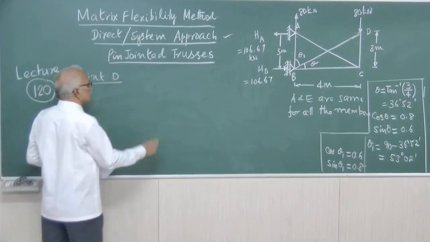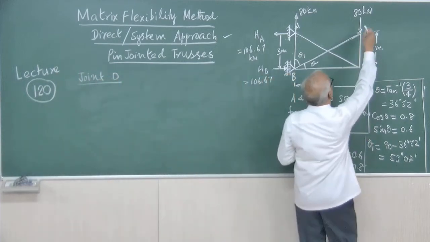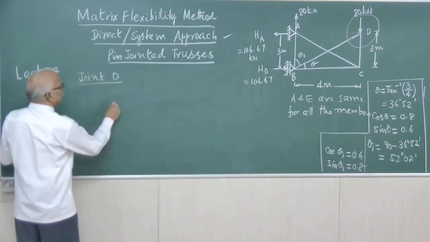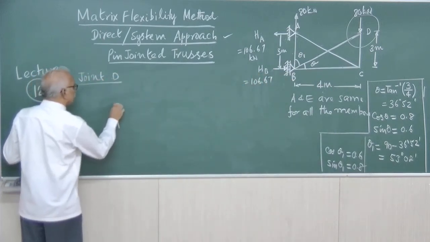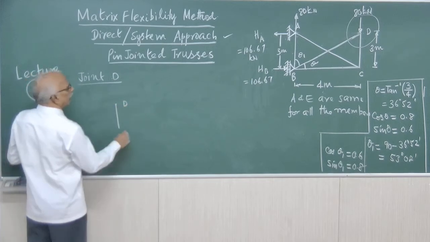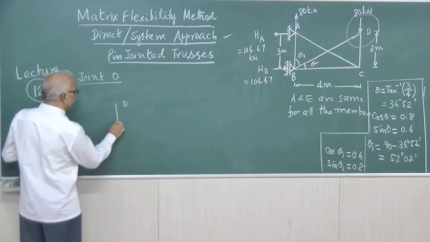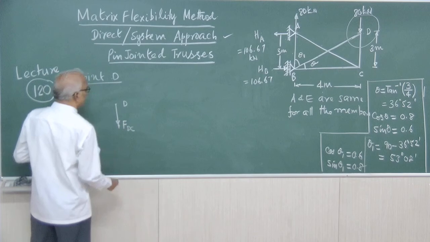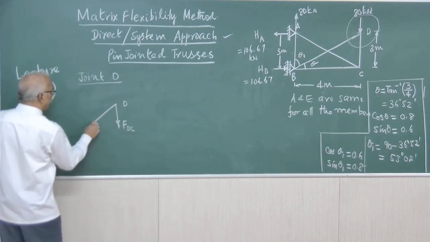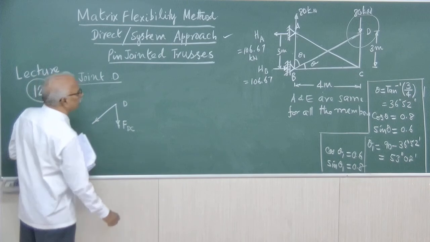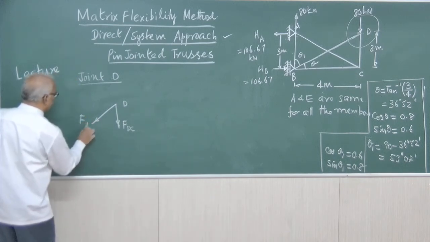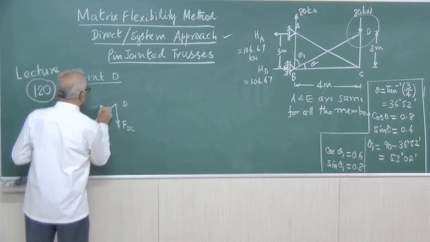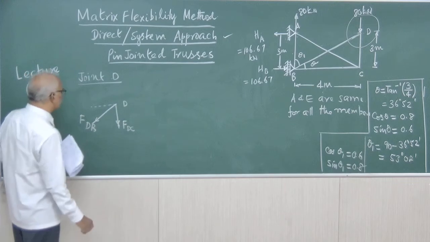Joint D. So joint D means you have to mark all the details around joint D. So at D there is a vertical member. So let us say this is joint D. Now the other end is C. Therefore, this is FDC. There is a diagonal member. The opposite end is B. Therefore, this is FDB. And of course, this is horizontal. There is no member here. That is why it is drawn using dotted line.